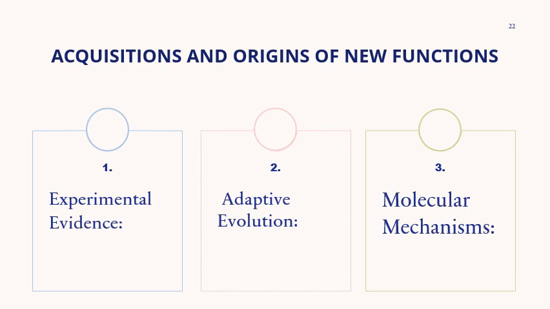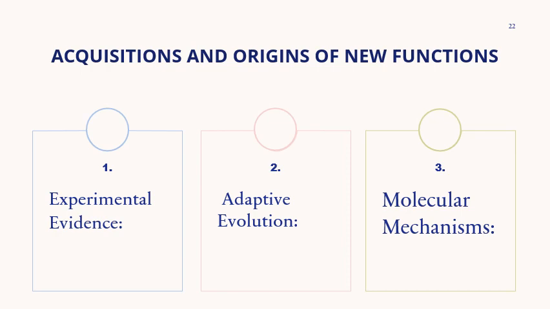Lastly, in acquisitions and origins of new functions, we'll go over experimental evidence, adaptive evolution, and our molecular mechanisms. So first, let's talk about experimental evidence. The acquisition of new functions has been demonstrated in laboratory experiments, particularly with microorganisms like bacteria. Experimental evolution studies have shown how novel functions, such as the ability to metabolize new substrates or resist antibiotics, can arise through mutation and selection.